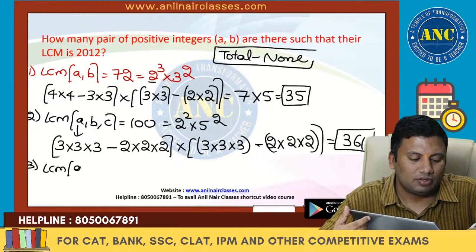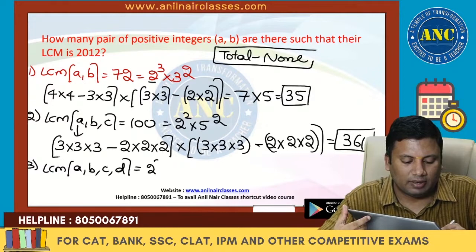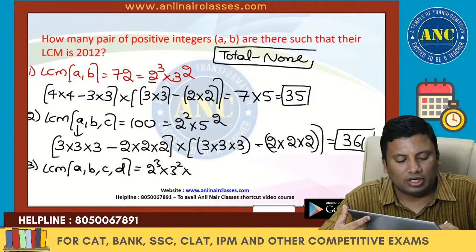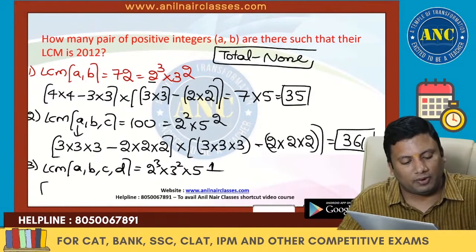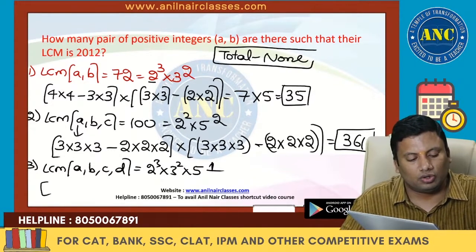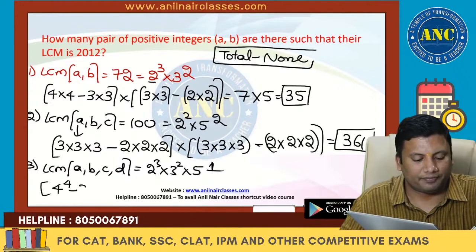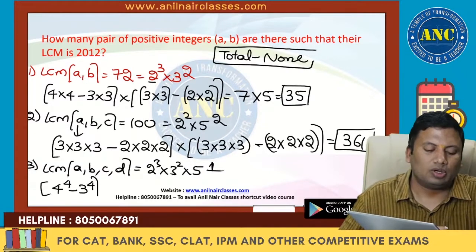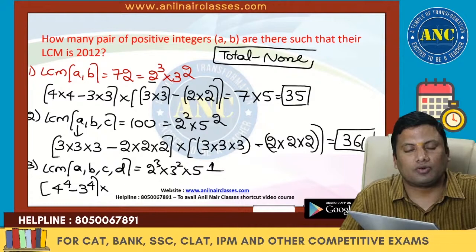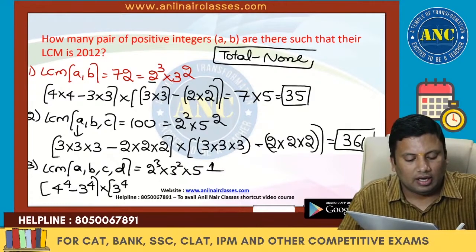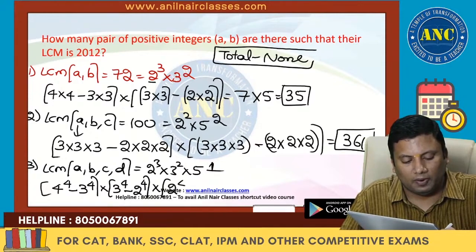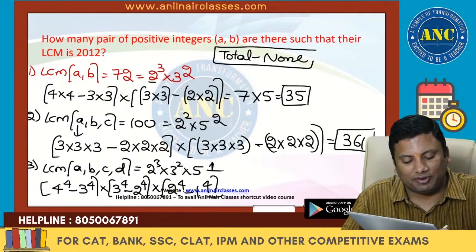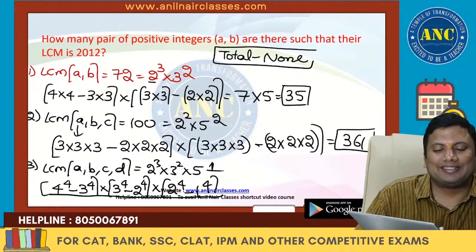LCM of A, B, C, D is nothing but 2 cube into 3 square into 5 power 1. A will take 0 to 3, 4 options. 4 variables are there. Don't take 2 power 3. Similarly, 3 square, 0 to 2, 3 options. Don't take 3 square. 0 to 1, 2 options. 2 power 4 minus 1 power 4. I hope the idea is crystal clear.